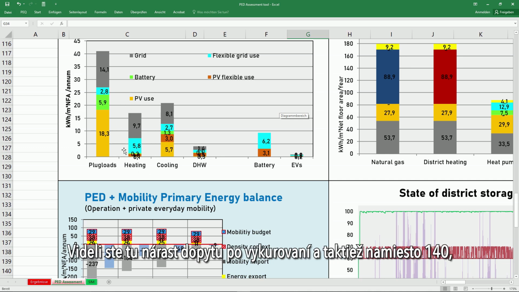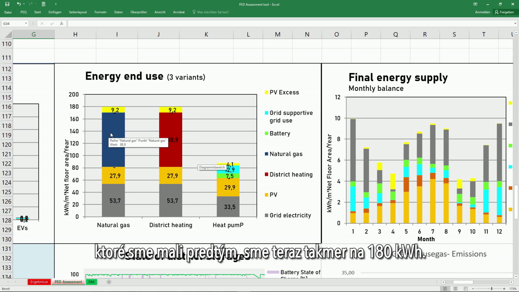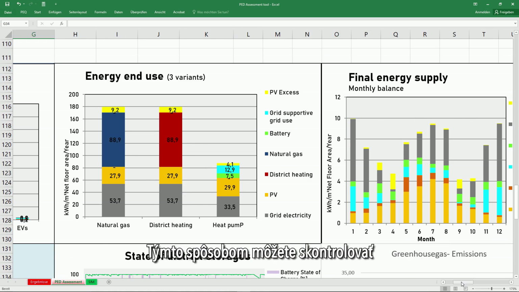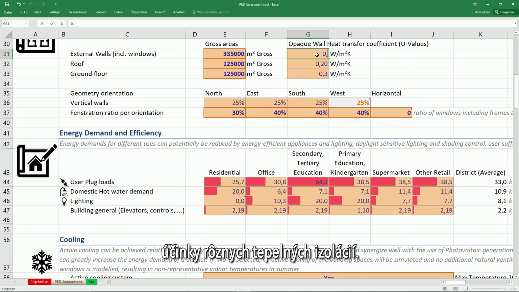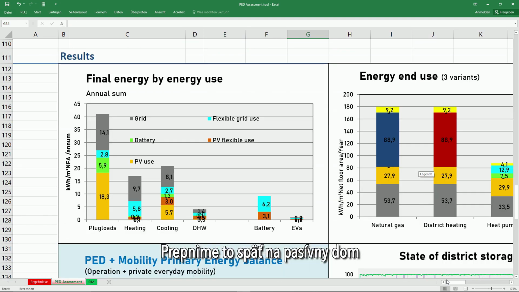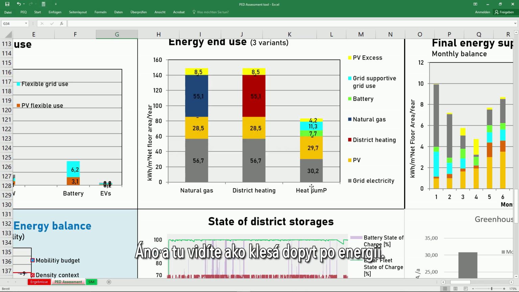You saw an increase in heating demand here, and also instead of the 140 that we had before, now we're almost up to 180 kilowatt hours. Now this is a way that you can check to see the effects of different thermal insulations. Let's switch that back to passive house and recalculate here. Yeah, and you see again how the energy demand drops.